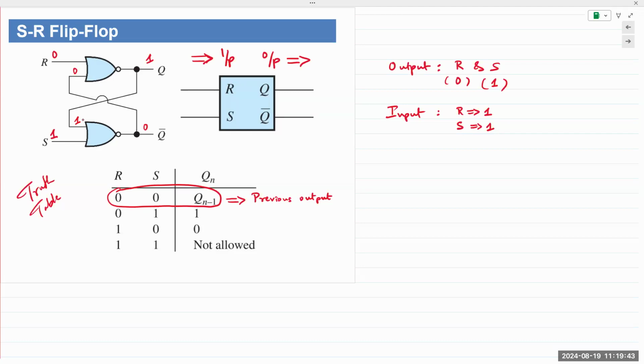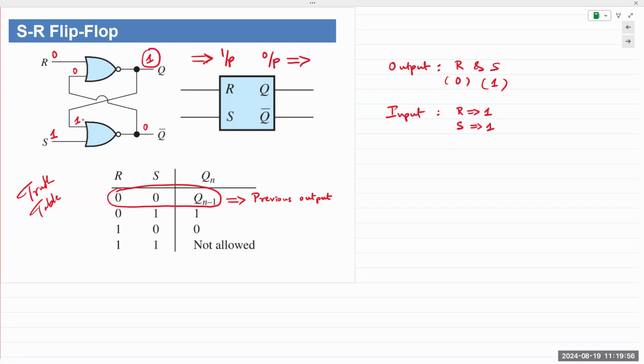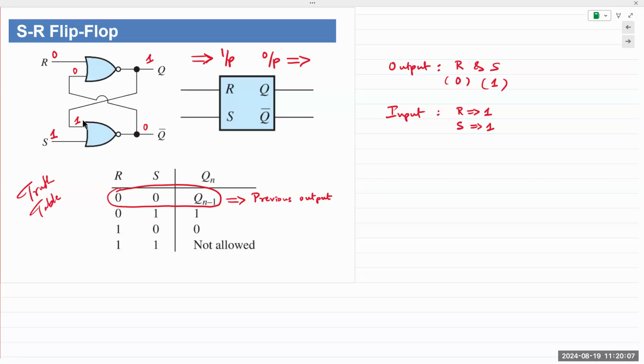Okay. So if set is high and reset is 0, it doesn't matter what the output is at Q naught. The output of the top gate will always be 1. And then that 1 is fed back to the lower gate. So 1 and 1 gives you a 0. That 0 is fed back to the top gate. 0 and 0, output still remains at 1. So for R equal to 0 and S equal to 1, Q output is set to 1 and Q naught is set to 0.